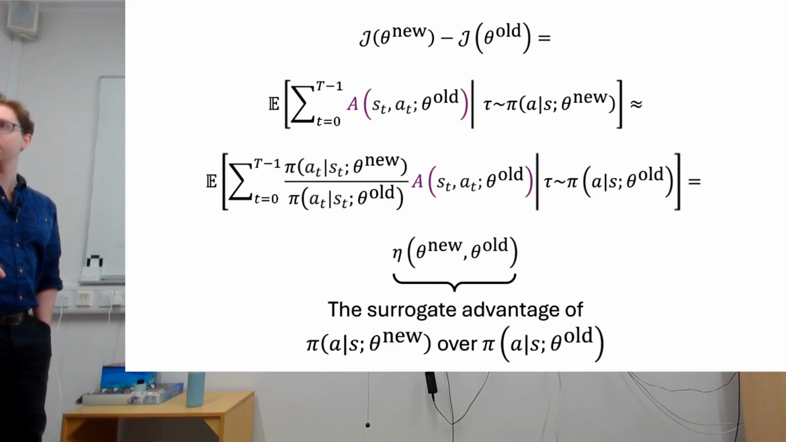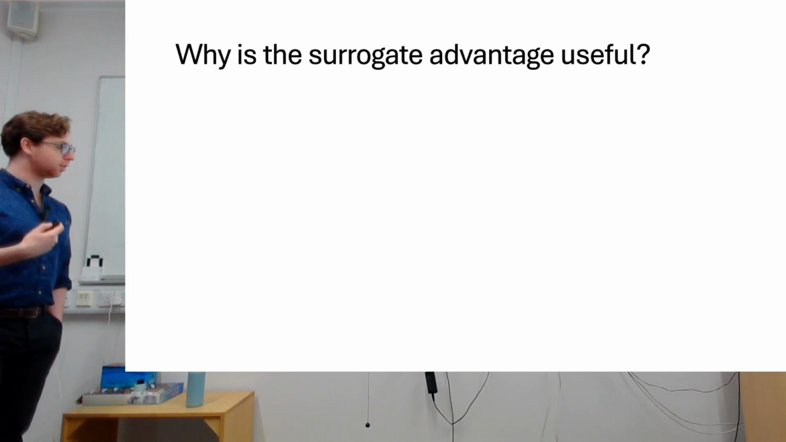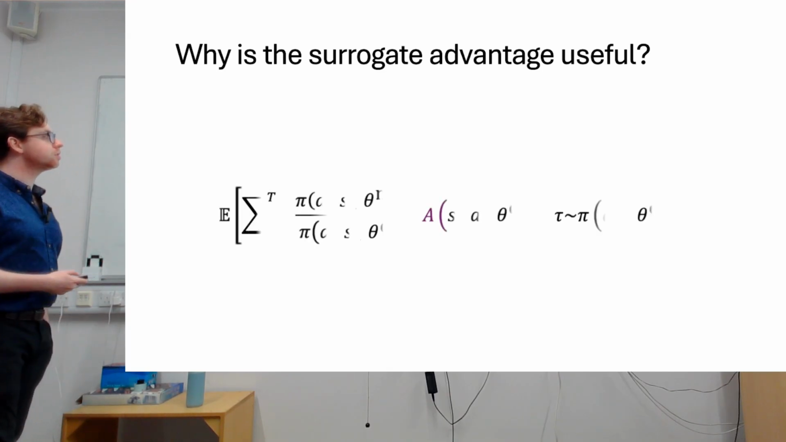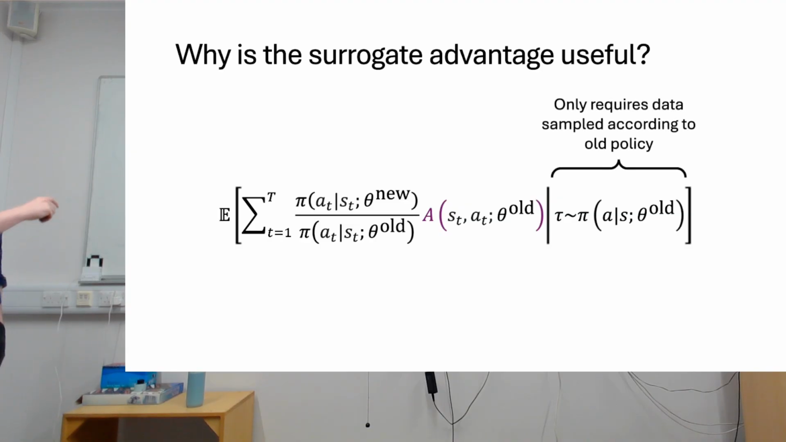Cool. Okay. So why is this a useful thing to introduce and to use? Let's write out the surrogate advantage again. Trajectory sampled according to my old policy, sum over the time steps on the trajectories, probability ratio, advantage function.